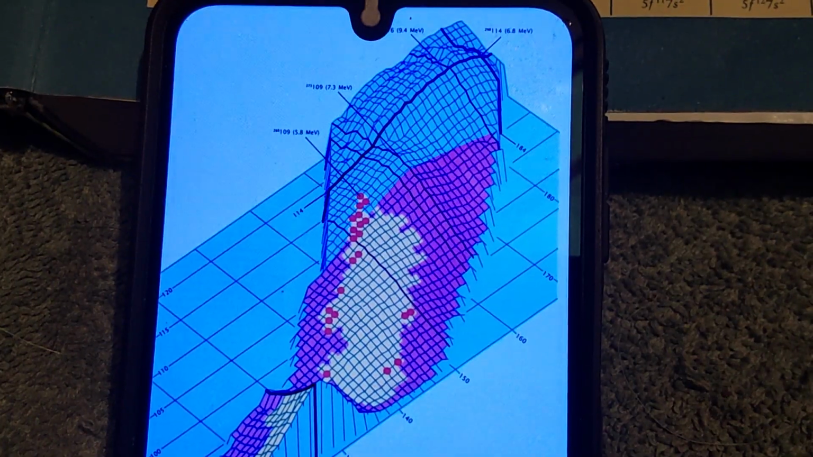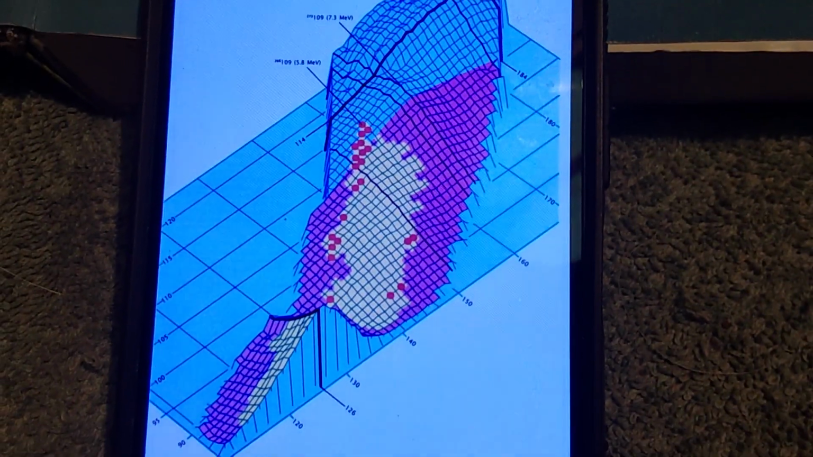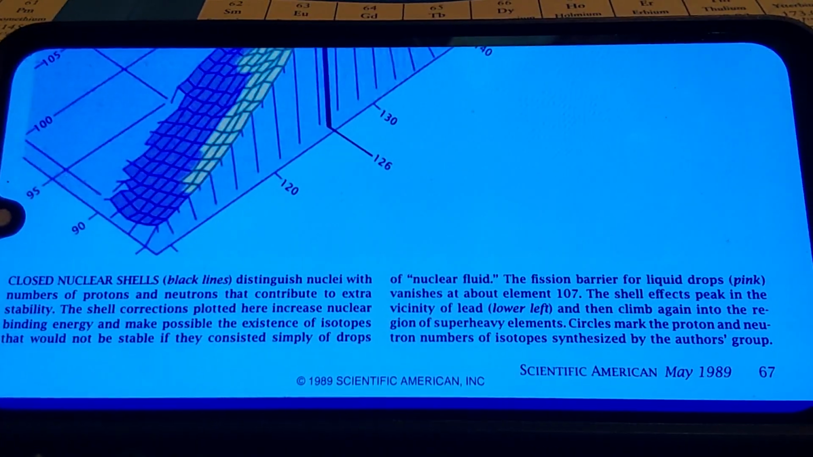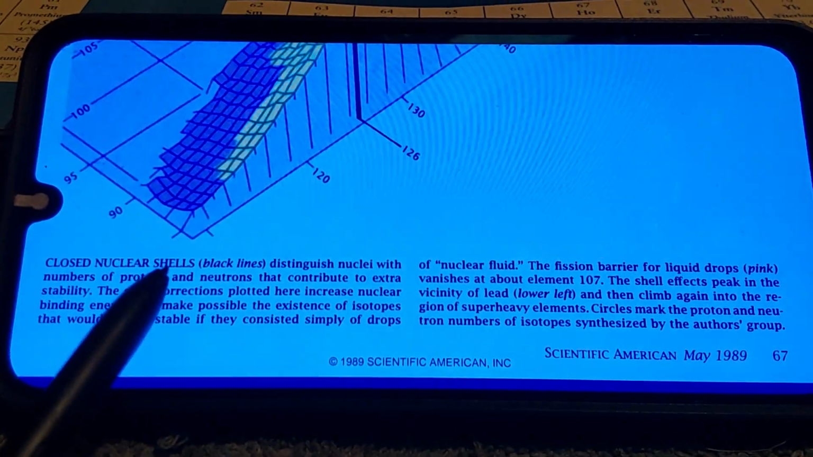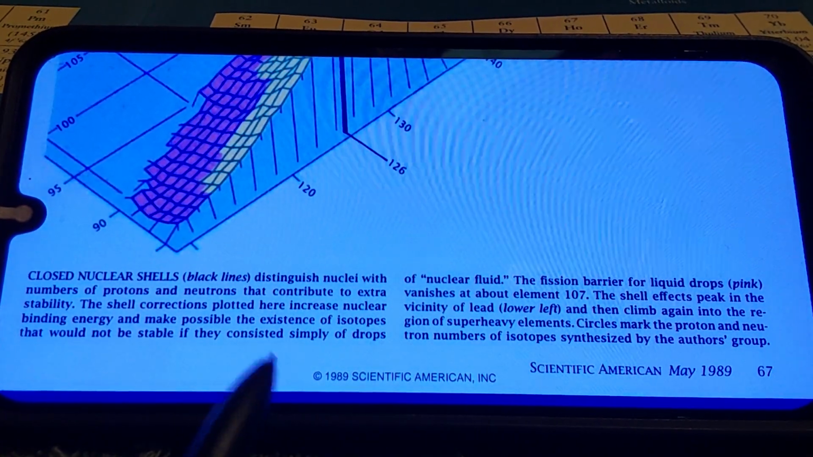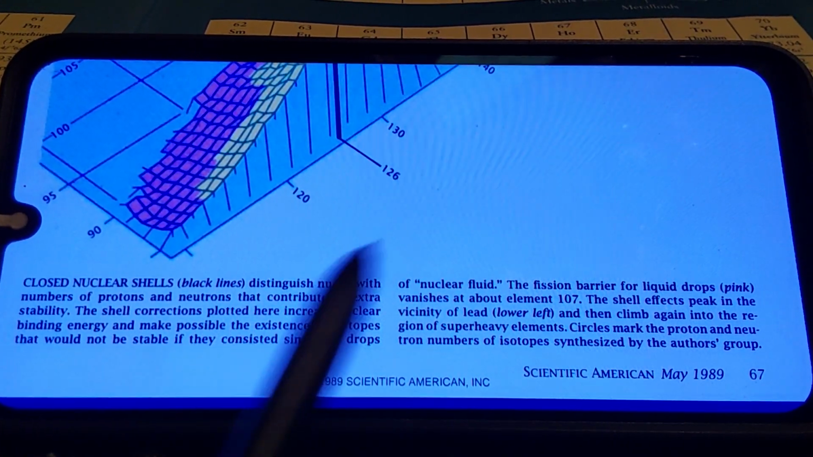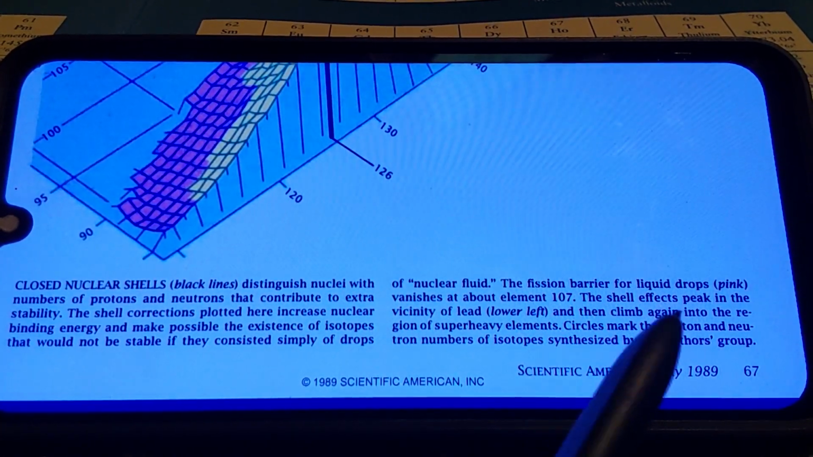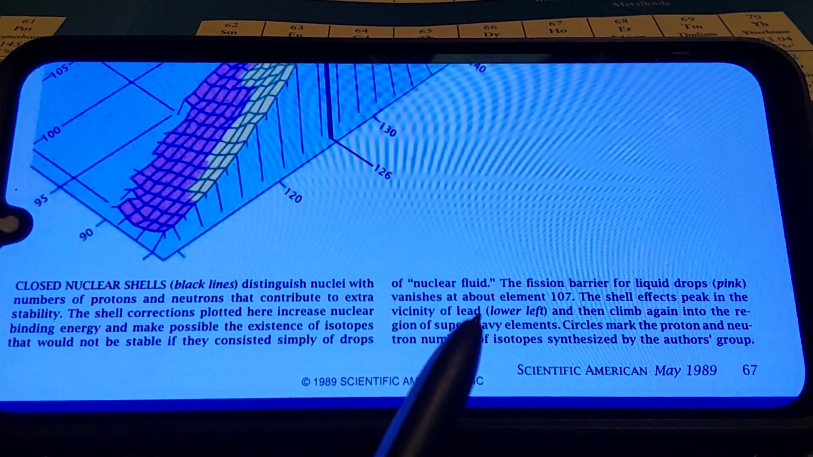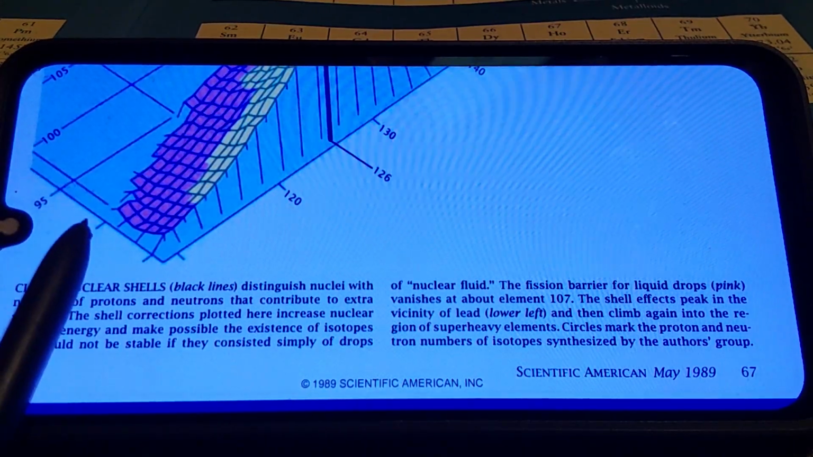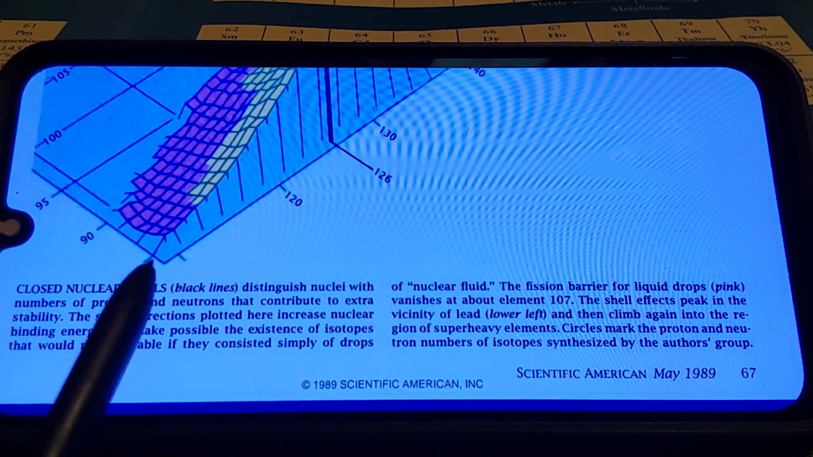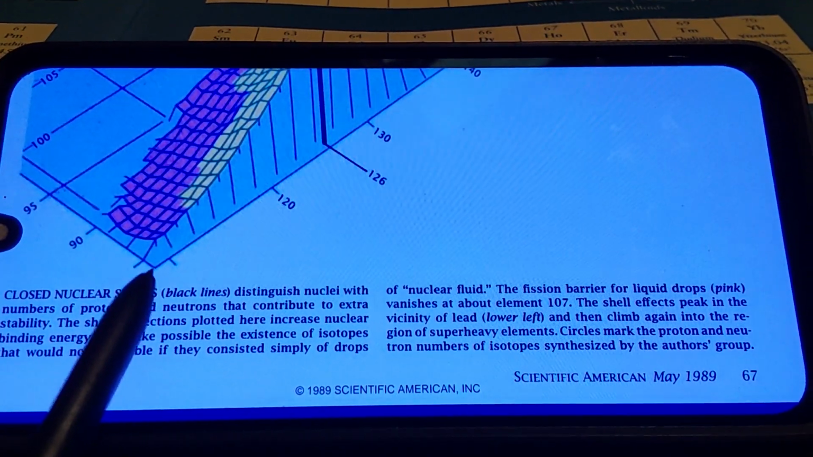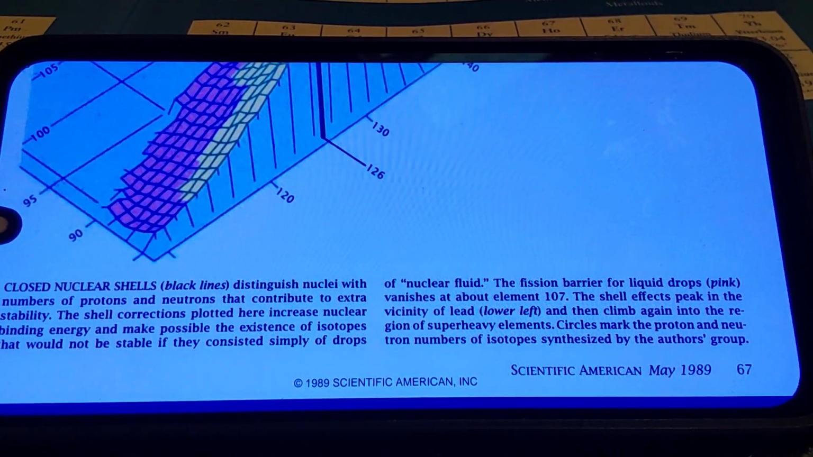Anyway, here's a plot chart. It all scans so you can read that. Here, I made it a little bit easier, bigger, bolder print so you could read this along with me. These black lines distinguish nuclei with numbers of protons and neutrons that contribute to extra stability. And also here, the shell effects peak in the vicinity of lead in the lower left. It says 95 and 90, 85, I guess this would be 85 right in here, or I don't know. What is lead? Lead is 82. So I think they're talking about right around in this area would be lead, and this is where it peaks. Anyway.